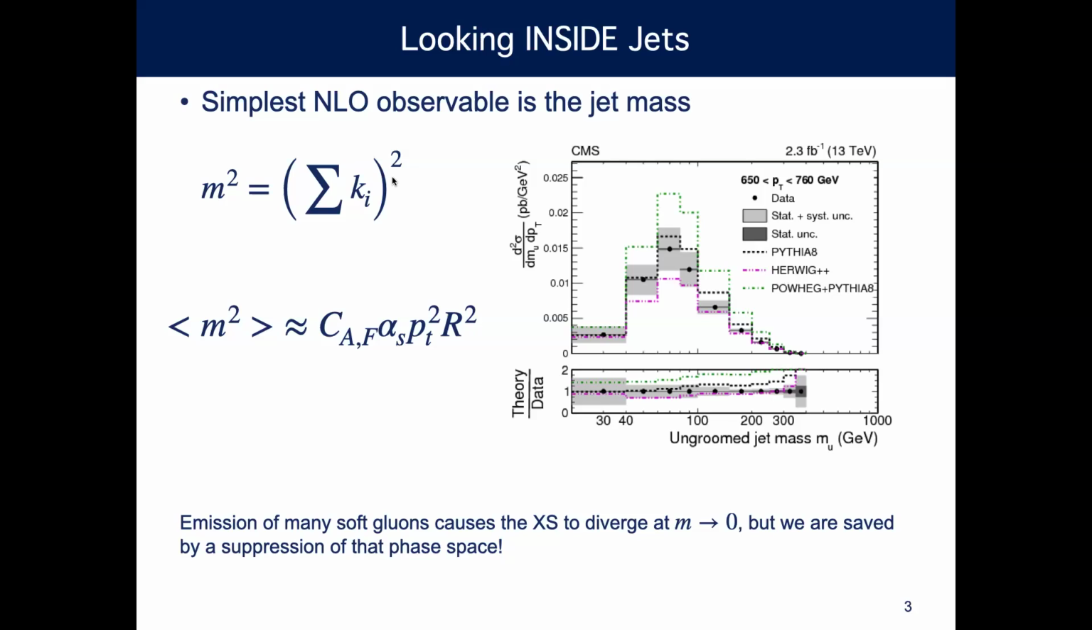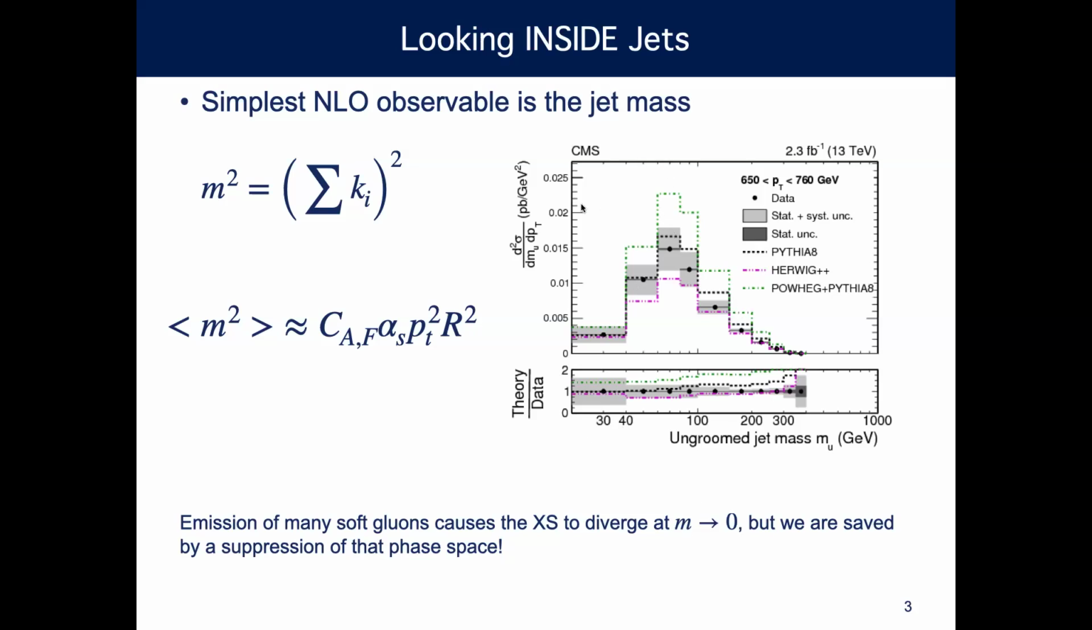That's it. If you do this for QCD, the average value of m squared is proportional to pT squared times R squared, and the proportionality is alpha_s with the Casimir factor C_F or C_A, depending on whether the progenitor is a quark or a gluon. And a very important piece to remember is that this has an enormous number of gluons, as we talked about yesterday, with varying probabilities, and you have to resum them all in order to understand what is actually happening. So this leads to a divergence as mass goes to zero.